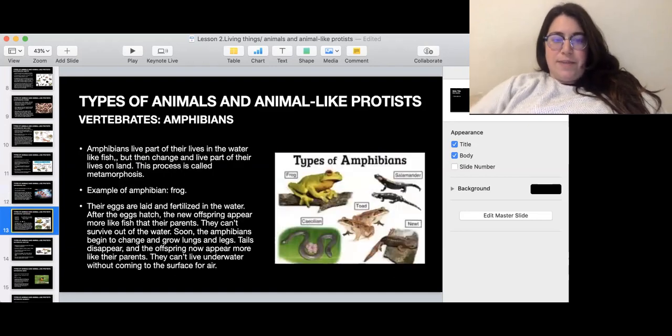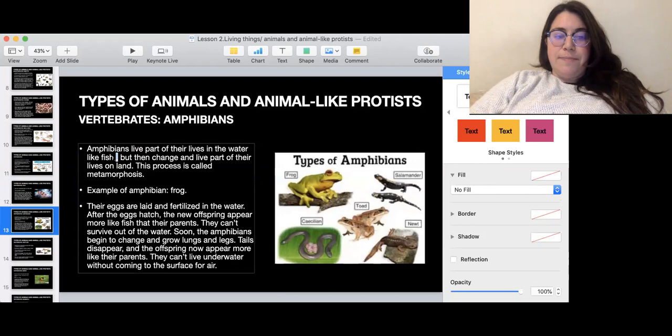Then we have amphibians. Amphibians live part of their life in the water, like fish, but then they change and live part of their lives on land. That's called metamorphosis, okay? An example of amphibians are frogs. Their eggs are laid and fertilized in the water. When the eggs hatch, the baby looks more like a fish than their parents, and they can't survive out of water. But soon they start changing.